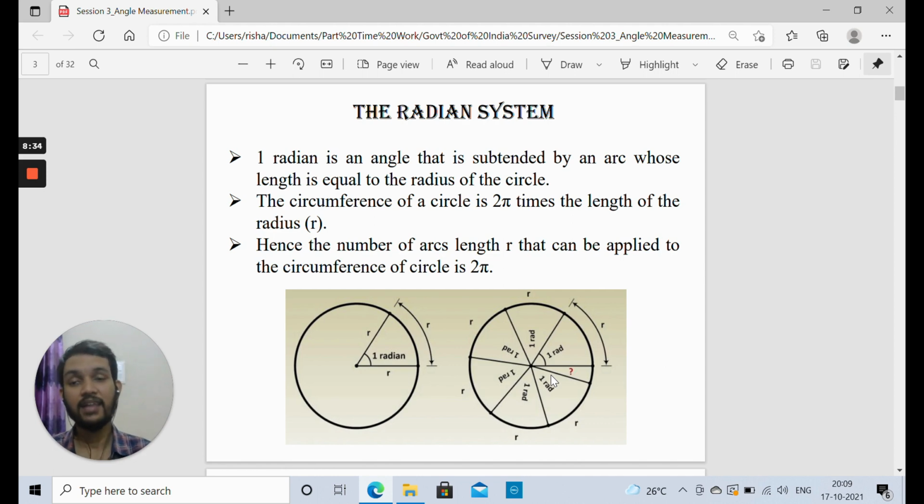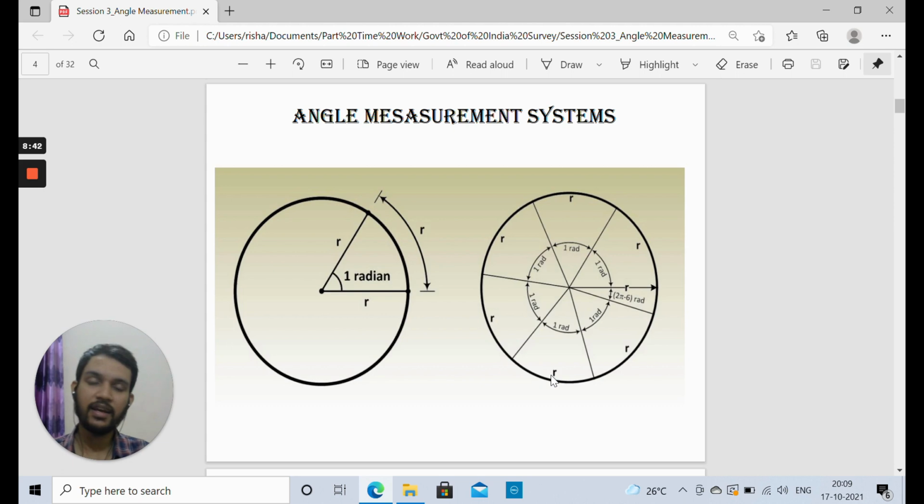It is the angle that is subtended by an arc of a circle whose length is equal to the radius of the circle. Okay, so that angle which we are talking about is generally considered as 1 radian. So this I have tried to show you here also with the help of a figure. If r is the arc length and r is the radius of the circle, and if we consider the arc length as the same, then the angle which is subtended is equal to 1 radian.